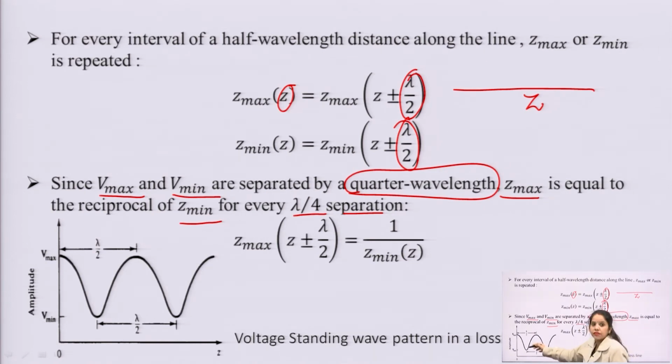Here we can see in this figure also that this is the V max and this is the V min. The distance between two adjacent V max is lambda by 2, and the distance between two adjacent V min is also lambda by 2, but the distance between adjacent V max and adjacent V min is lambda by 4. That is why we can write it this way also, Z max plus minus this is equal to this one.